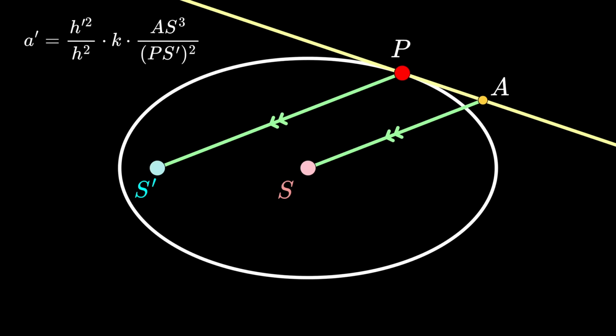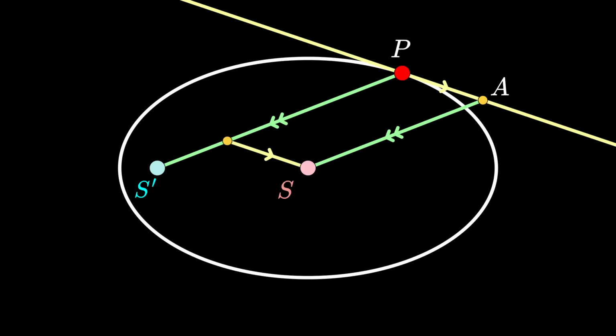This formula is almost the inverse square law because h, h prime, and k are constants. So we want to show that this AS is also a constant. To do that, first draw a line from S parallel to the tangent line, which intersects the other green line at a point denoted as B.